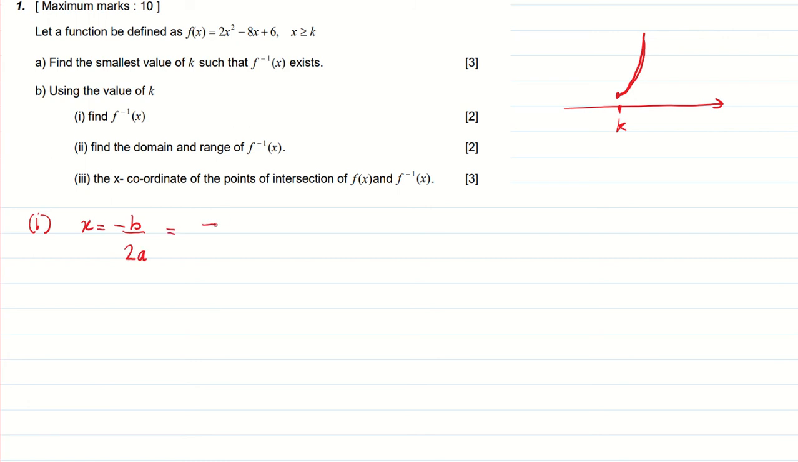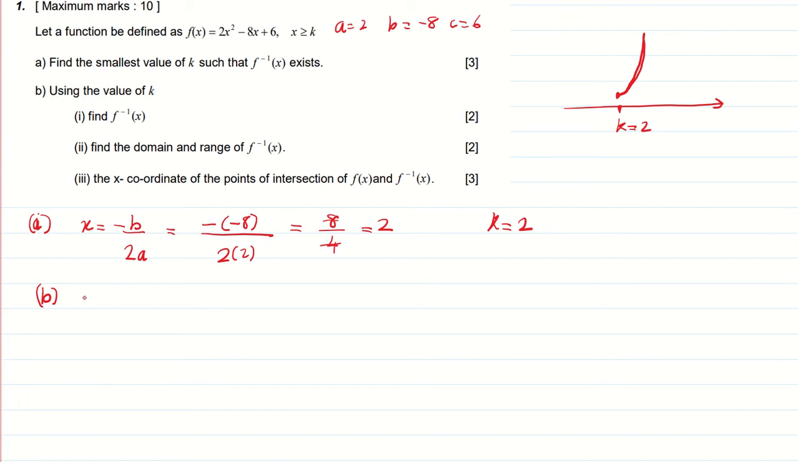So that is equal to minus b. From this you can realize that a is equal to 2, b is equal to minus 8, c is equal to 6. So minus b over 2a is 8 over 4, so that's 2. That means the value of k is 2. So when x is greater than or equal to 2, the inverse will exist. So that's my first part, A.